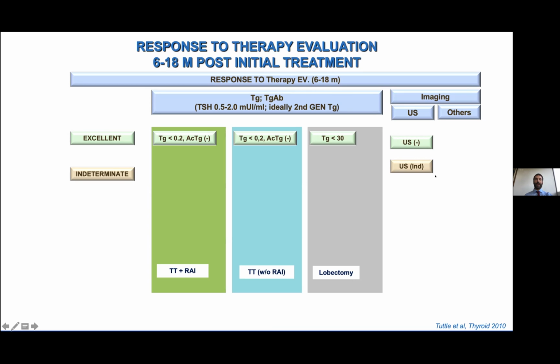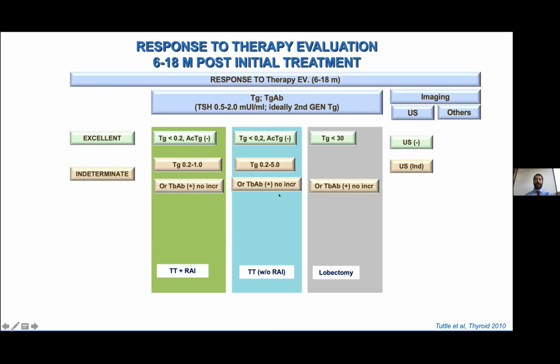We will call the patient an indeterminate responder to therapy when they have indeterminate findings in the neck ultrasound, or a negative neck ultrasound but with mildly elevated thyroglobulin levels. In the case of total thyroidectomy plus radioactive iodine, thyroglobulin between 0.2 and 1. With total thyroidectomy without radioactive iodine, thyroglobulin between 0.2 and 5. Or any level of thyroglobulin, as long as this is mildly elevated, but with thyroglobulin antibodies that are stable or decreasing, meaning no increasing thyroglobulin antibodies.